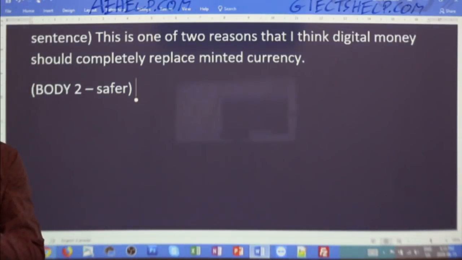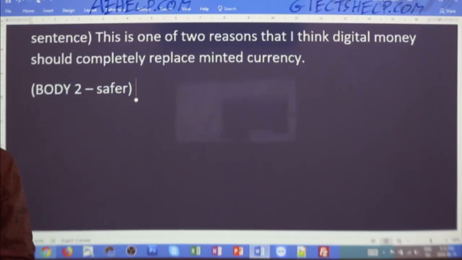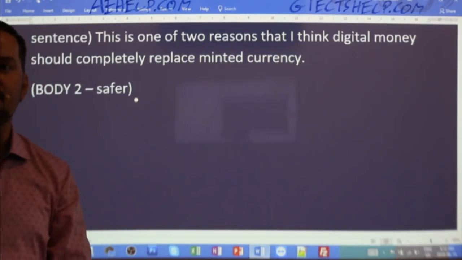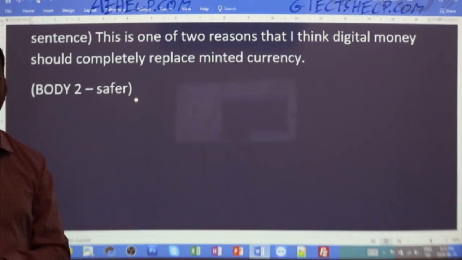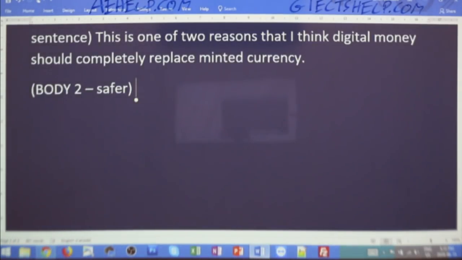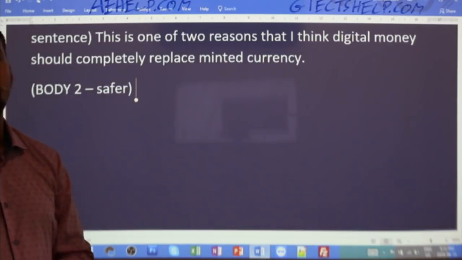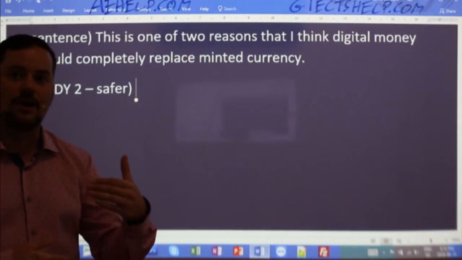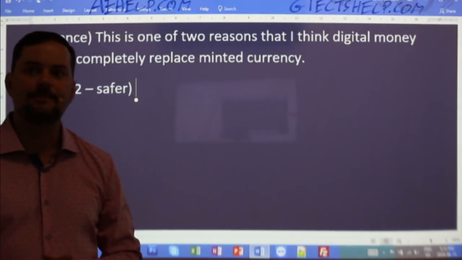All right, let me know. Utsav says, safety is a major concern when it comes to money, and this is where digital currency outweighs paper money in terms of advantages. Sure, Utsav, you could start with something like that. It's a little bit redundant to the introduction. I might go one step further and explain what safer actually means here.